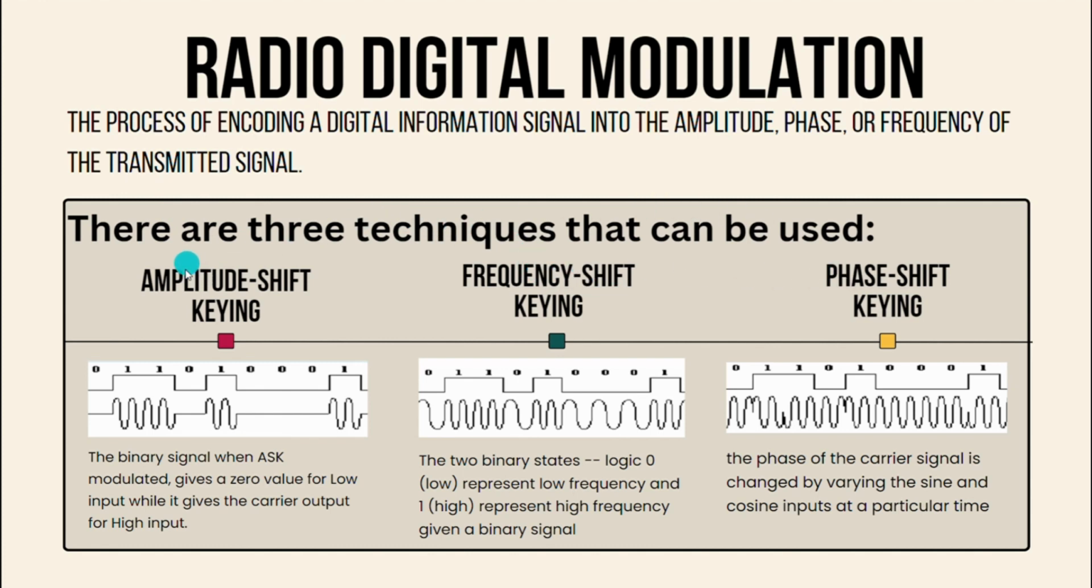In ASK, the binary signal when ASK modulated gives a zero value for low input while giving the carrier output for high input. In FSK, for a given binary signal, logic low represents low frequency and logic high represents high frequency. While in PSK, the phase of the carrier signal is changed by varying the sine and cosine input at a particular time.